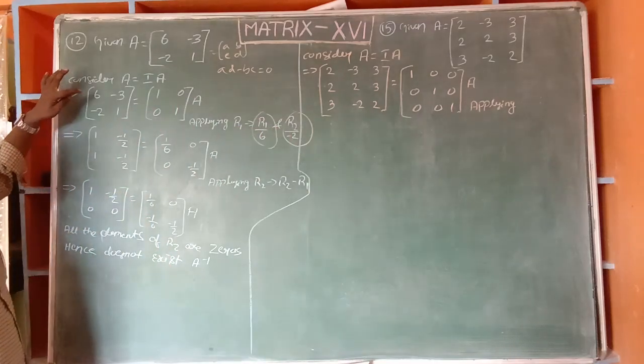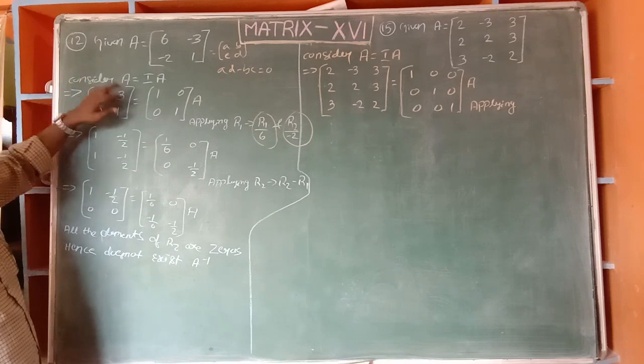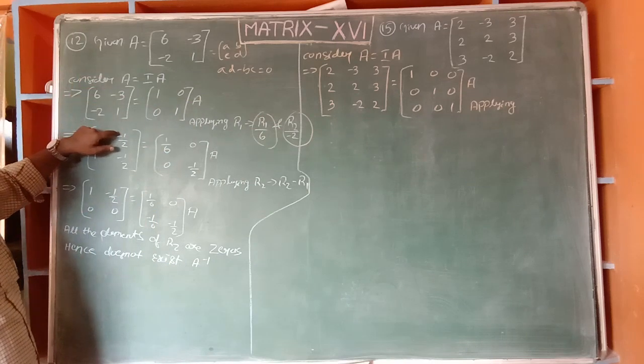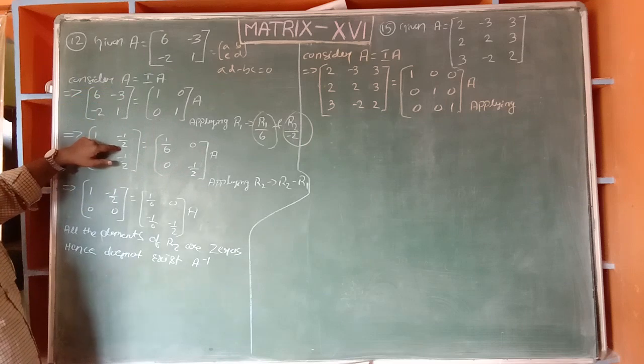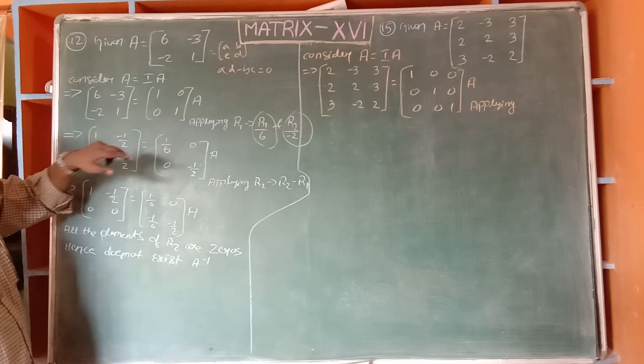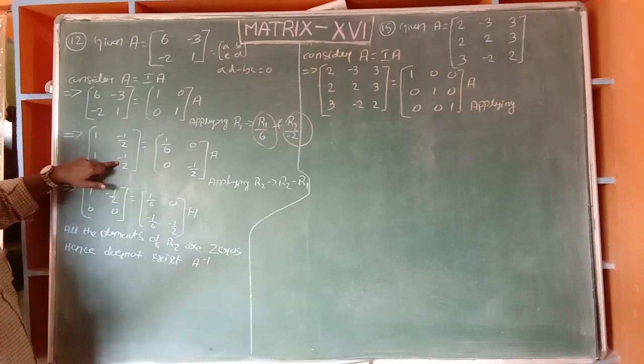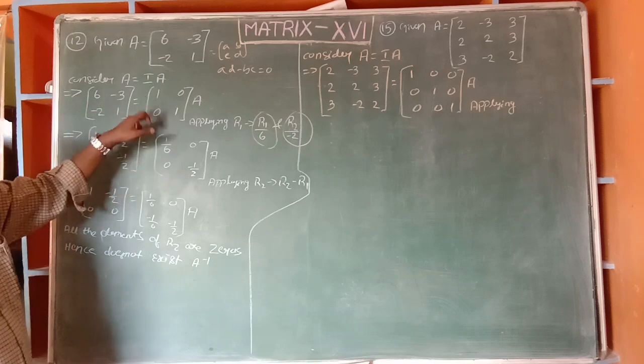So it will become, as you see, 6 by 6 is 1, minus 3 by 6 is minus 1 by 2. Okay now? Right. And here it is the second row. It is divided by minus 2. Minus 2 by minus 2 is 1. 1 by minus 2 is minus 1 by 2. The same application here also.